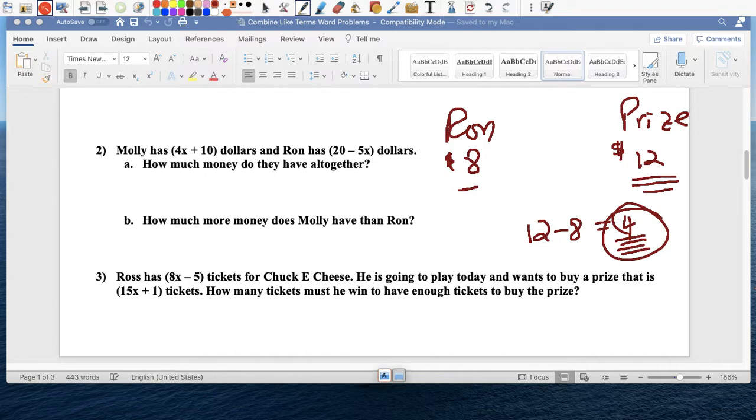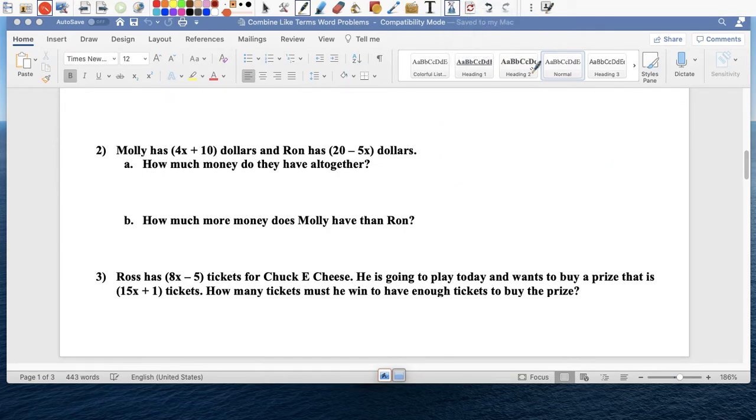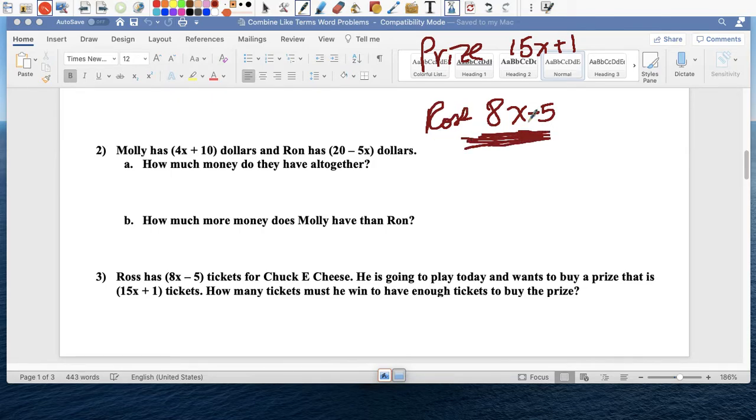Have you ever been to Chuck E. Cheese? That's the idea. So he has this many tickets. That's how many tickets he has, Ron. And to get the prize, he needs 15x plus 1 tickets. Ron doesn't have enough. This is not enough. So how many more tickets does he need?